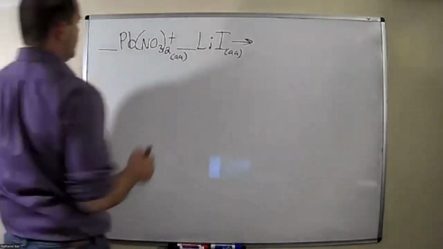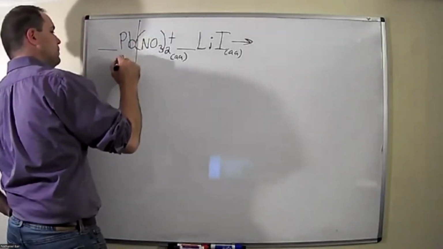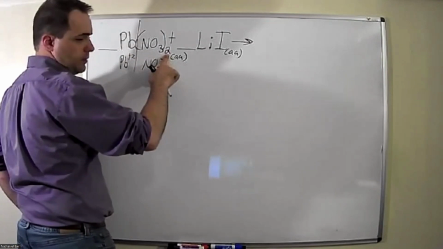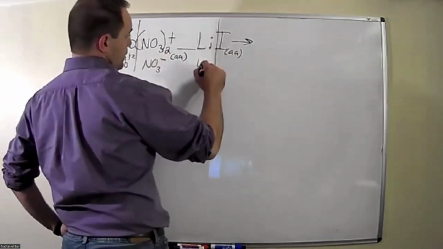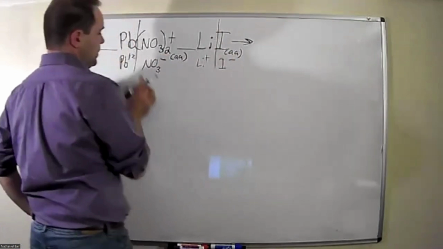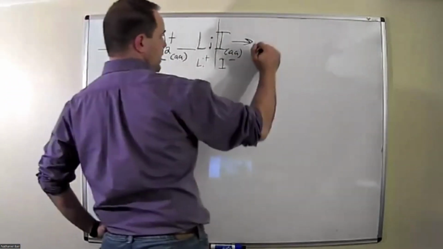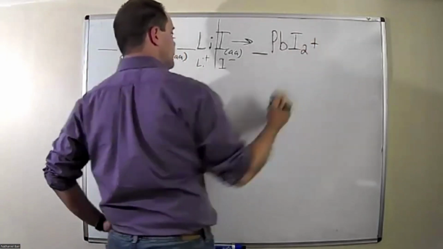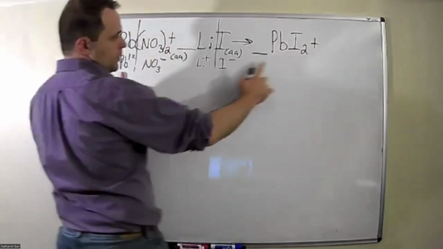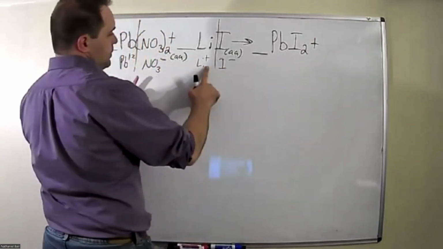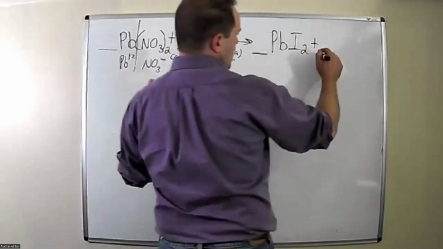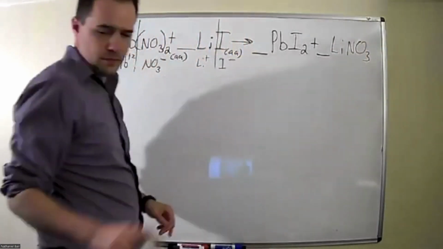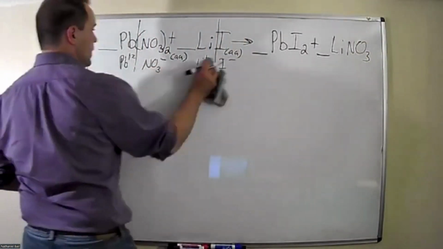All right. If we look at this, lead's +2, nitrate's -1. I don't care that there's 2 nitrates. Okay, and if we look here, lithium is +1, iodide's -1. So lead-2 goes with iodide. My first potential product is PbI2, lead-2 iodide. So lead's +2, iodide's -1, so I need 2 iodines. My next product, lithium's +1, nitrate's -1. So my next product, LiNO3. So those are my 2 potential products.